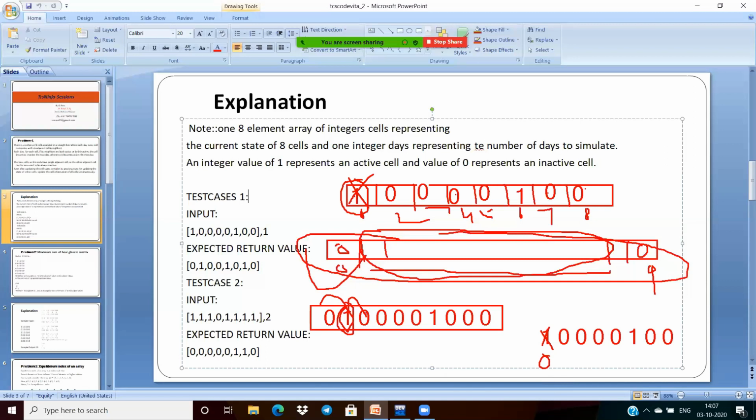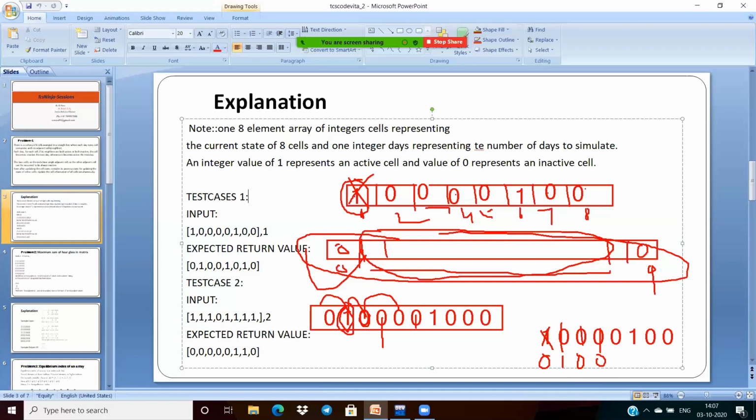Now if I take the next 0, whose left side is 1 and right side is 0, it is 1 0, so different. So now I am changing this cell value to 1. Now these two are updated. Now 0 and 0 means I make this 0. And now 0 and 0 again, it is the same thing here, so make it 0.